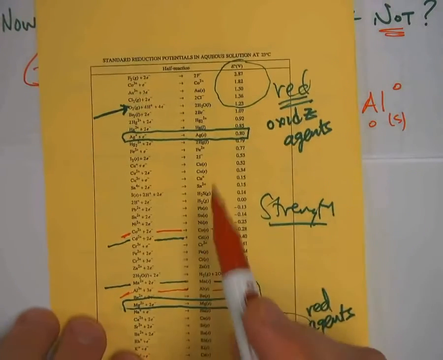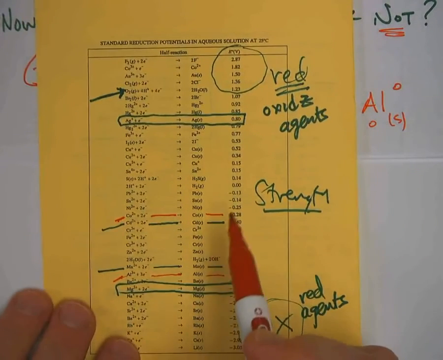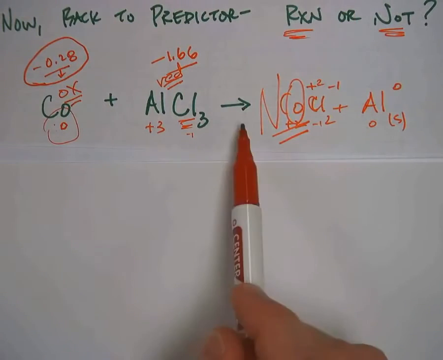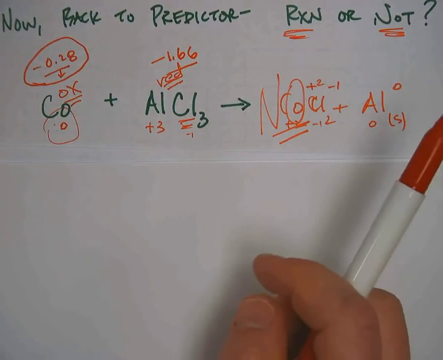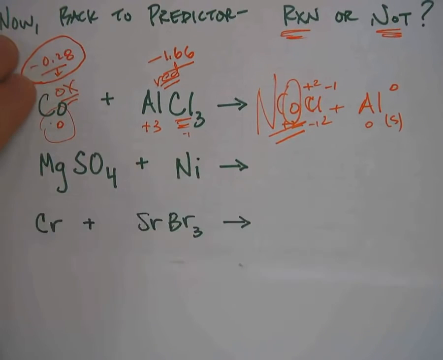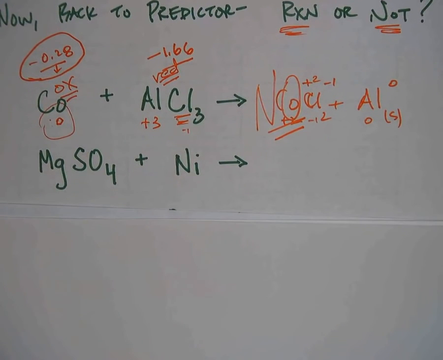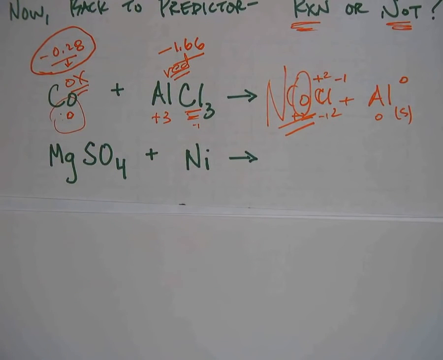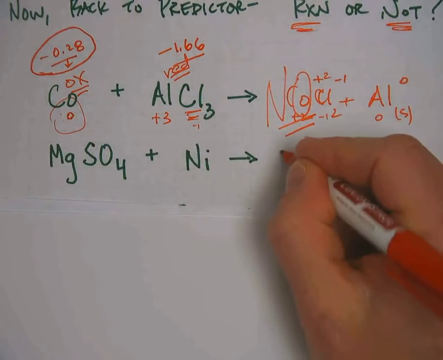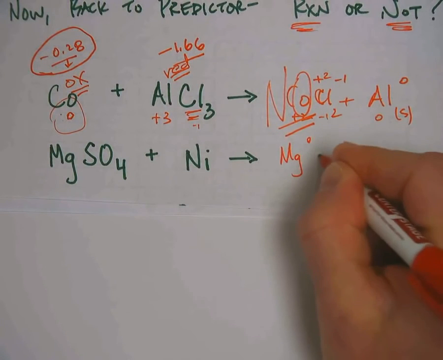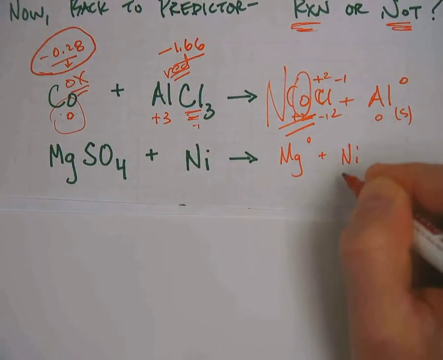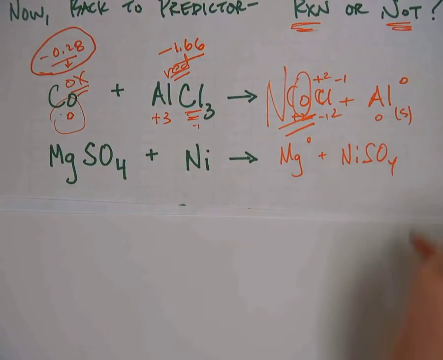This is the power of the standard reduction potentials: it allows us to decide before we actually do the reaction, is it going to happen or not? Let's do another one. Magnesium sulfate plus nickel. Okay? Potentially, what would happen? Well, magnesium would go off by itself and become magnesium 0, and this would become nickel sulfate over here.